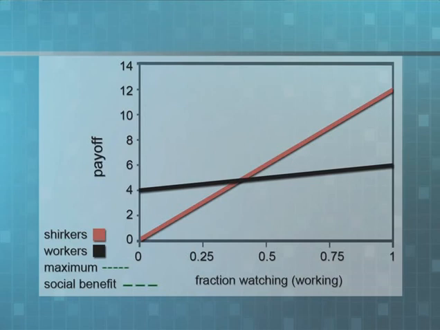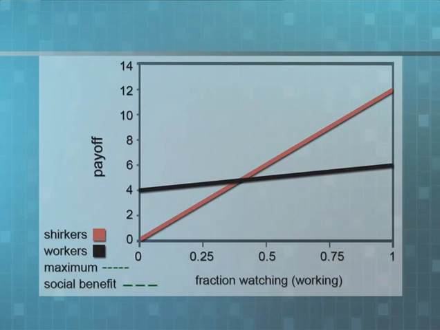The more watchers there are, the safer the neighborhood becomes, which helps everyone. That's why the lines are going uphill from left to right. But when you get a certain number of watchers, the entire neighborhood becomes safe enough that extra watchers don't really help that much. Shirkers gain the benefit without putting in the work. So the shirker line rises above the worker line.